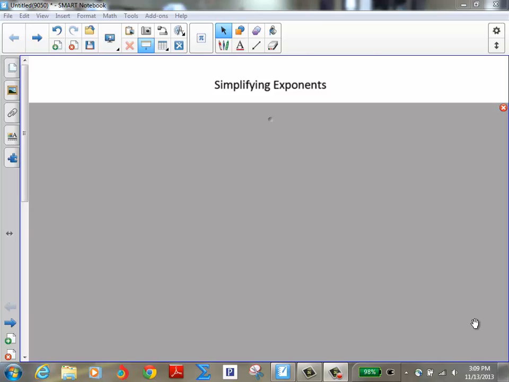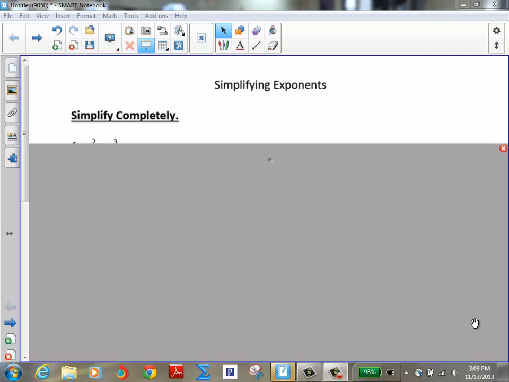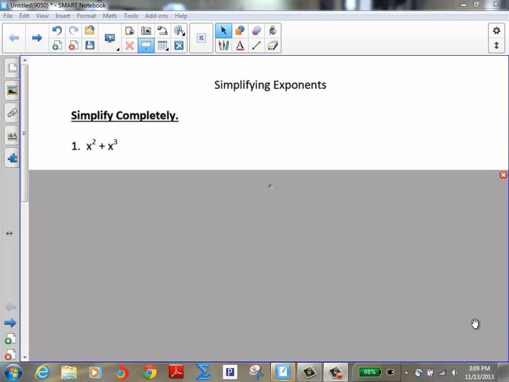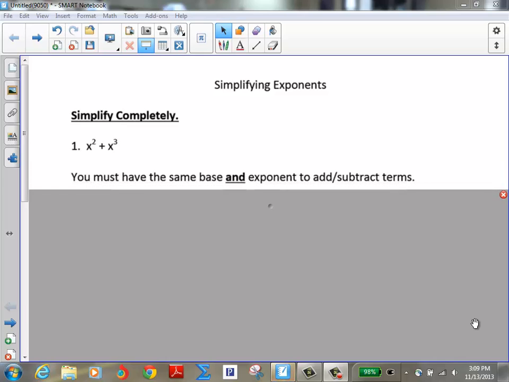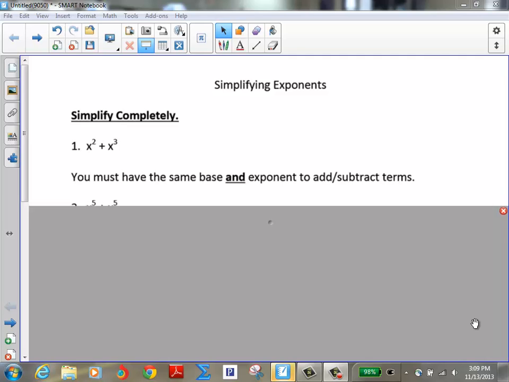So the topic again we're looking at today is simplifying exponents. The directions will say simplify completely. If you notice in the problem, there is no equal sign, so there should be no equal sign in your answer. We start off with x squared plus x cubed, and right away that's already simplified. The reason why is because you have to have the same base and the same exponent in order to add or subtract like terms. So that one is already simplified.